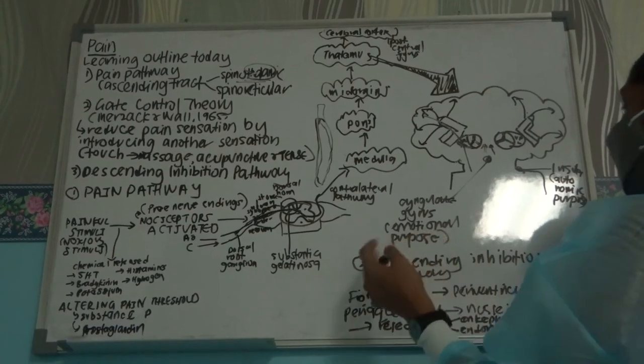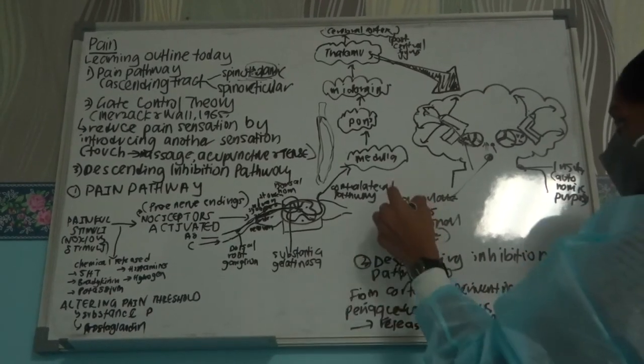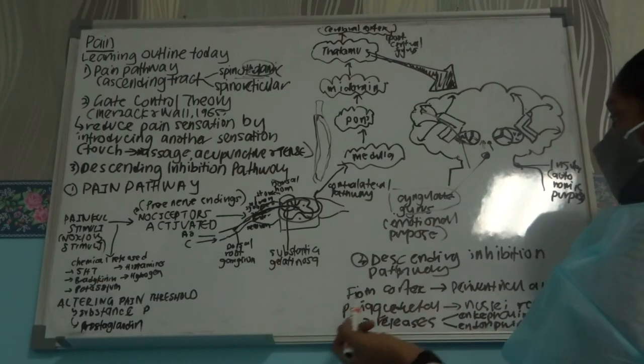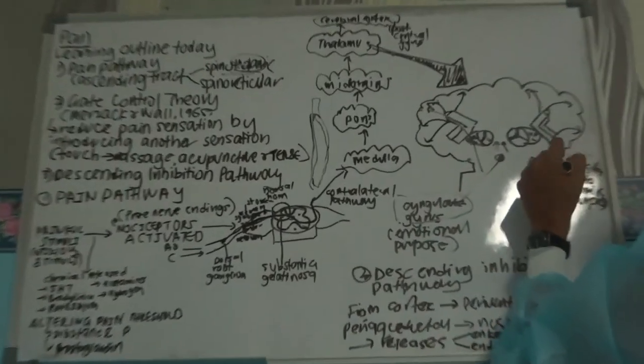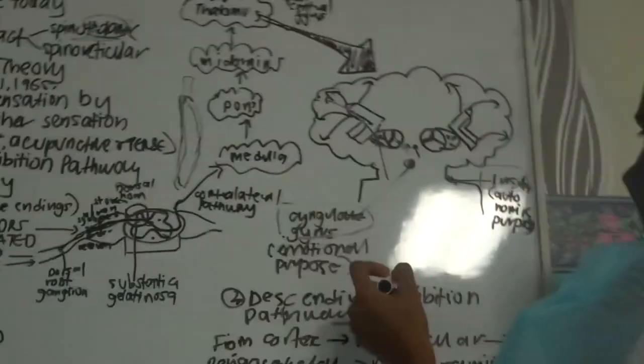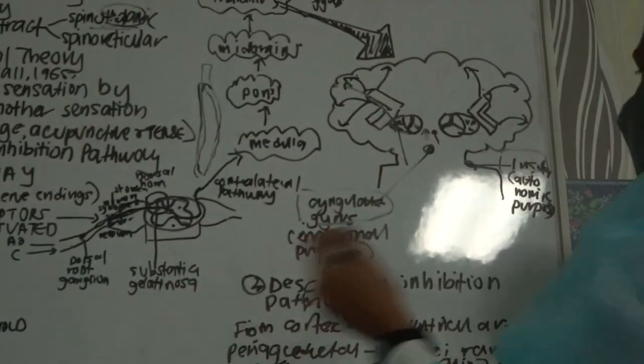So there are a few parts that are involved in our pain. Pain related emotion usually involves the cingulate gyrus in the brain. The insula is part of the brain called the limbic system, and the insula is usually for autonomic purposes.